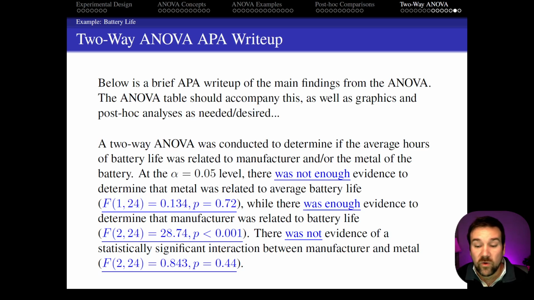Go on to say there was enough evidence to determine the manufacturer was related to battery life. And again, the first degrees of freedom is the degrees of freedom from that factor. So for the manufacturer factor, the degrees of freedom was 2. So F(2, 24), still with the 24 coming from the degrees of freedom from the error. And then I have my test statistic and p-value. Finally, I mentioned that there's not enough evidence to determine a significant interaction between the two.